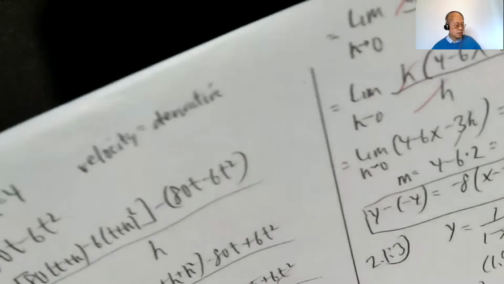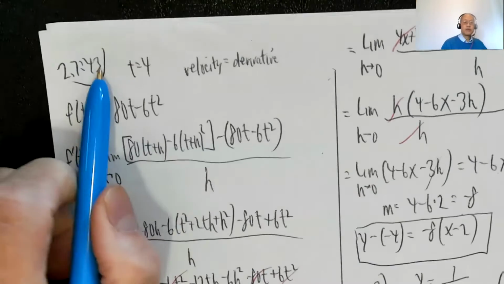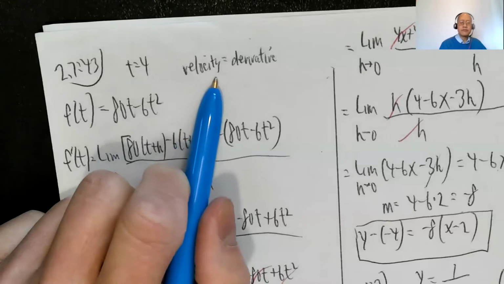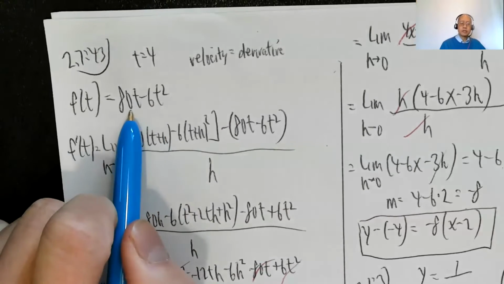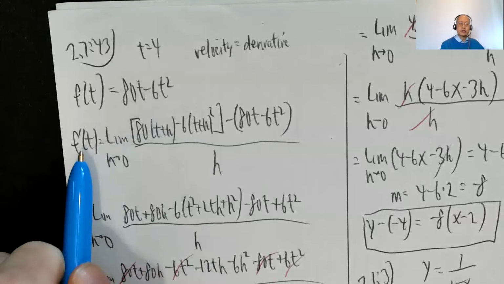We may have actually looked at that before. Okay, and then let's see. 2.743 at t equals 4. The velocity means derivative. So I find the derivative of this. Again, no shortcuts. Those of you who know the shortcut, you can't use it. You must use the limit definition.